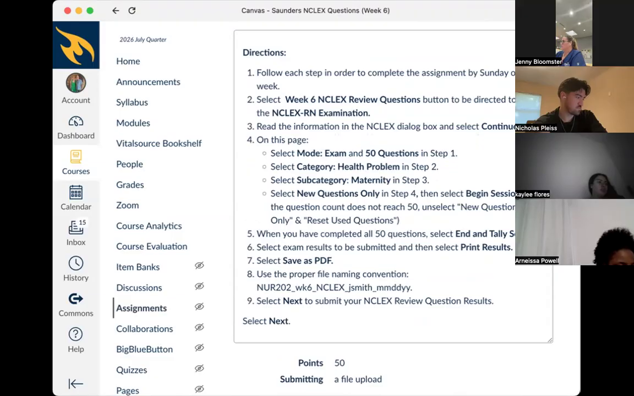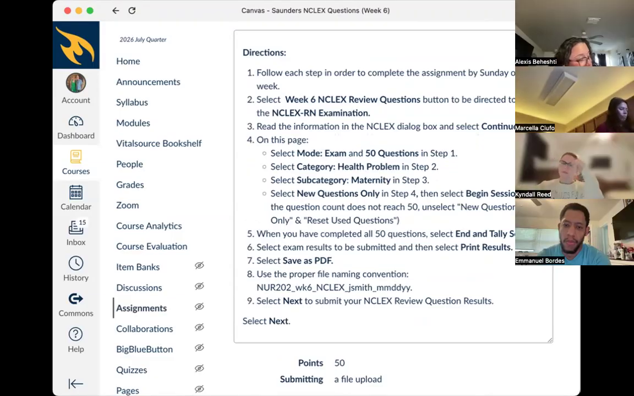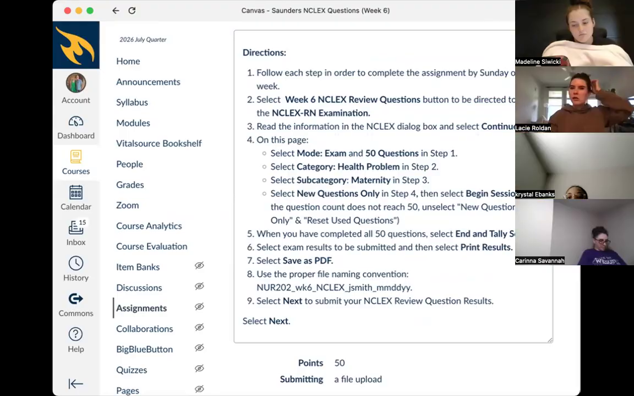Every single time you have one of these assignments, it's under a different category and a different subcategory, so you need to pay really close attention in the directions to where you need to be going and specifically what subcategories you need to be answering questions in, okay? So you're going to come in, and you're going to be redirected to the NCLEX RN examination site. You're going to select mode, exam, 50 questions.